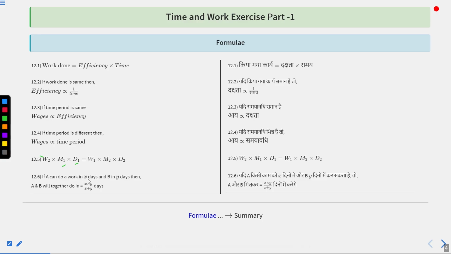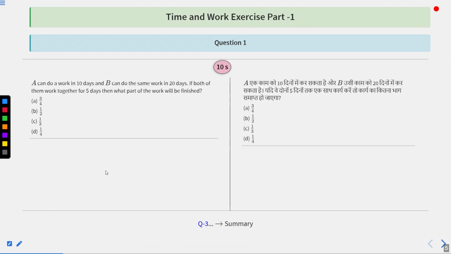And if A can do a work in X days and B can do a work in Y days, then A and B will together do the work in X into Y upon X plus Y days. So these are the formulas. Moving on to the question.